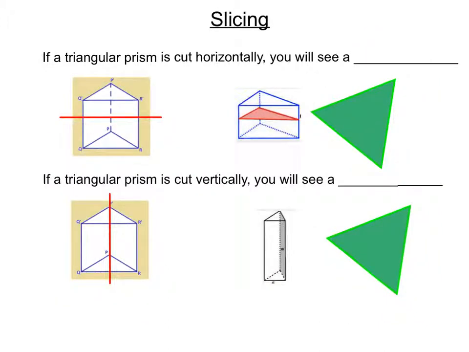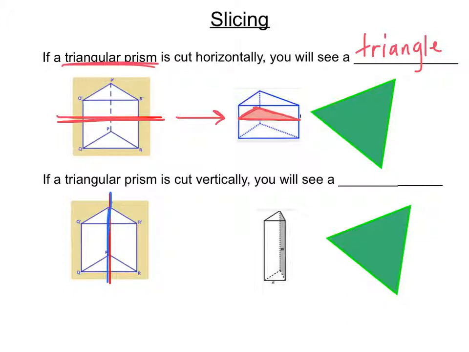Next, we have the triangular prism. And so if we cut our prism horizontally in this top image, what shape are we left with? So if we would cut through horizontally, notice what shape we get. We get a triangle. And a way to help you remember this is a triangular prism. You're going to see a triangle somewhere.